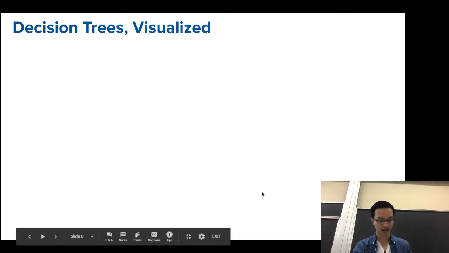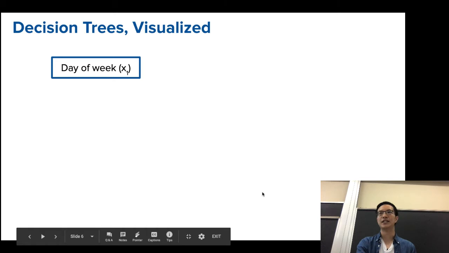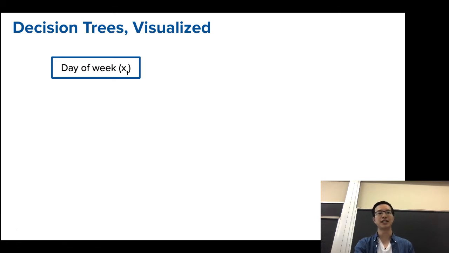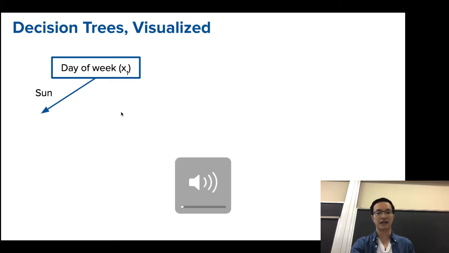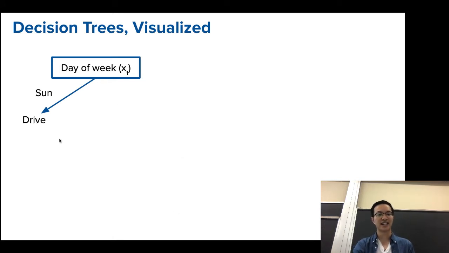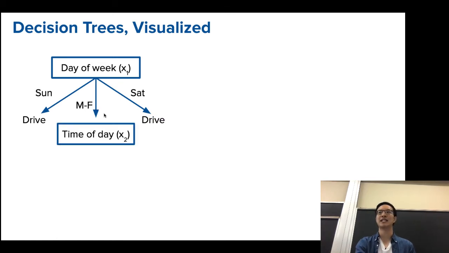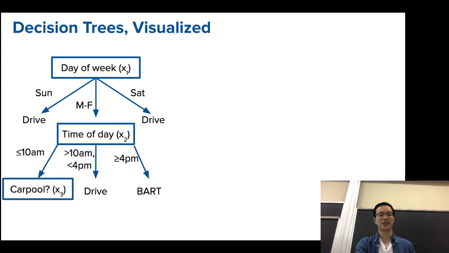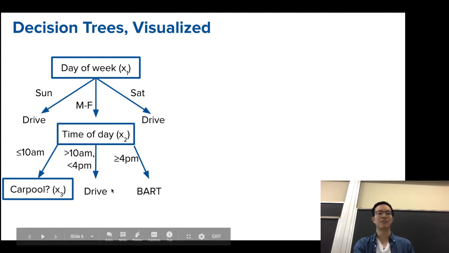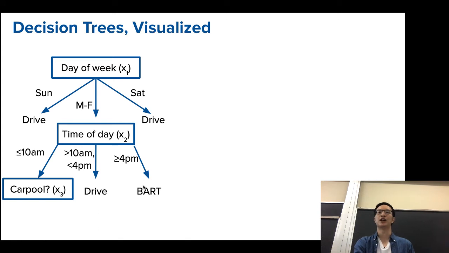Okay, so I might start in this decision tree by asking about the day of the week. I'll call this my first feature, x1. Let's say on Sunday, I'll drive. On Saturday, I'll drive. But if it's a weekday, then I want to ask about the time of day. If it's before 10 a.m., then I'll want to know if I can carpool. But otherwise, if it's between 10 and 4, maybe I can drive because it's not as much traffic. But after 4 p.m., I also want to take the BART because people are trying to get back home from work. So on and so forth.